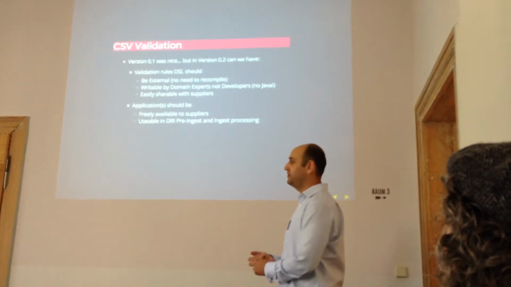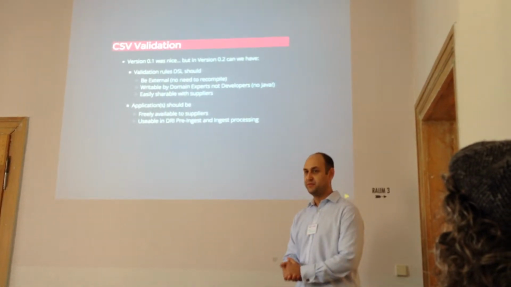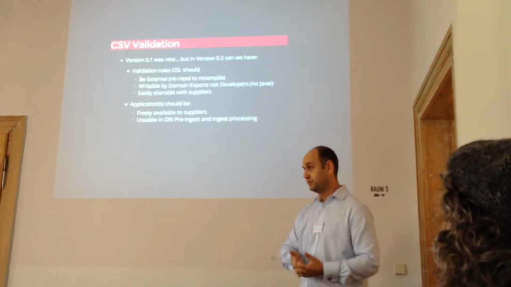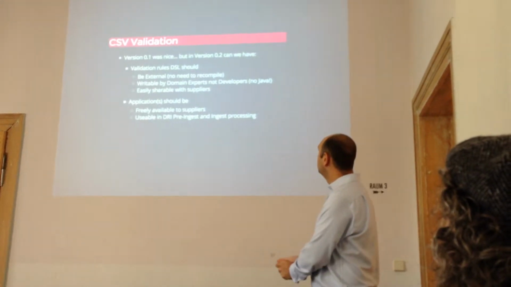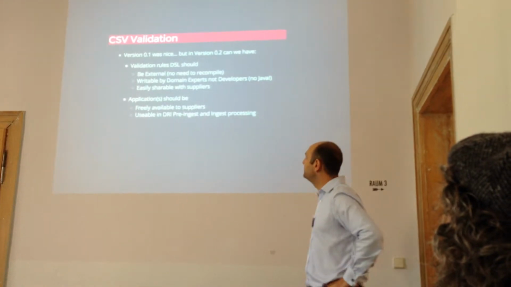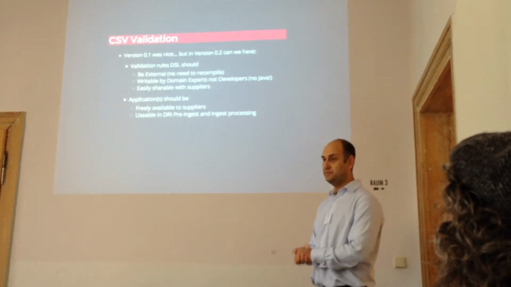Okay, so we've got a tool for doing CSV validation. It's great, but it's very hard coded to one data set, our proof of concept data set. So version 1 looks nice, but we want version 2. So people should be able to write their own rules.